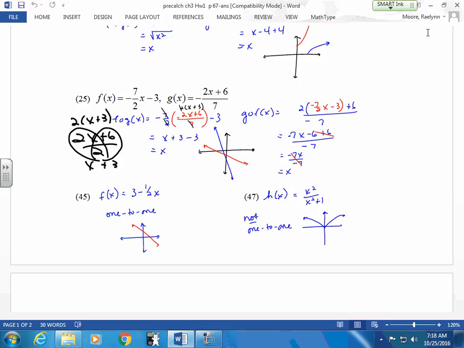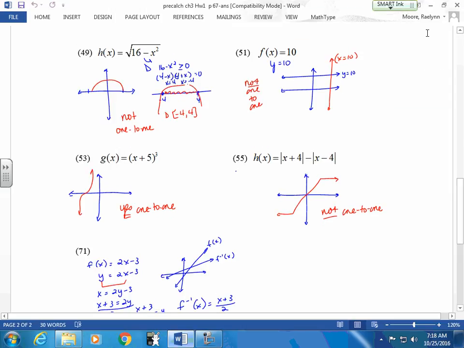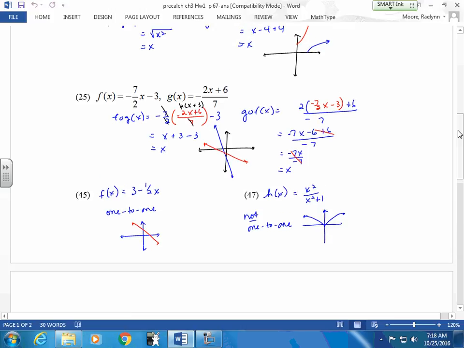So make sure you know that it's 1-to-1. Graphing it is a very good way to tell, because if it doesn't pass a horizontal line test, then it is not a 1-to-1. Wait, can you go back up? Sorry. Understand how you got 45, a 1-to-1. This is the equation of a line. So technically it looks like this. It's a line that crosses through the positive 3, a little bit of a negative slope, and it passes a vertical and a horizontal line test.